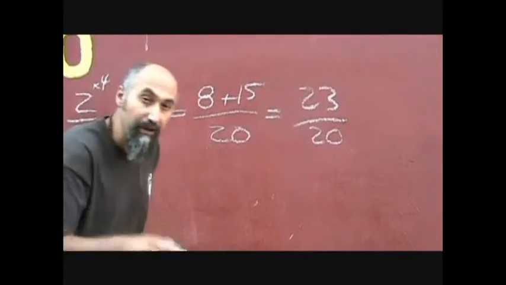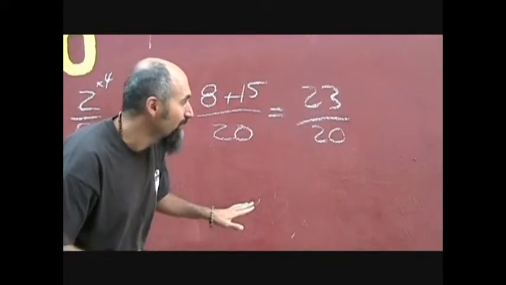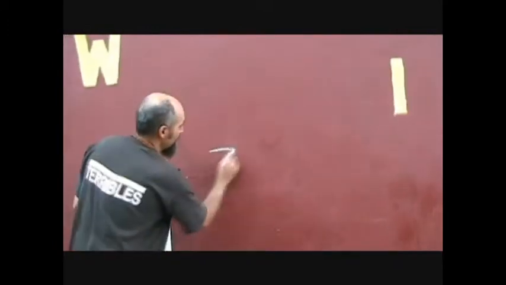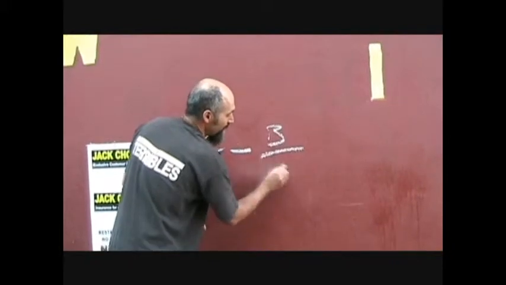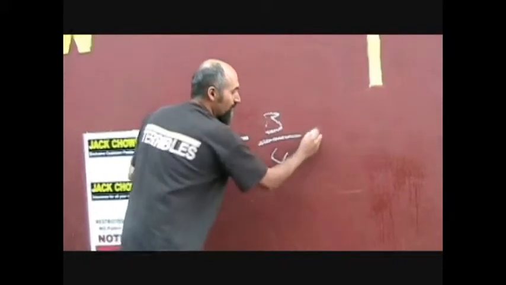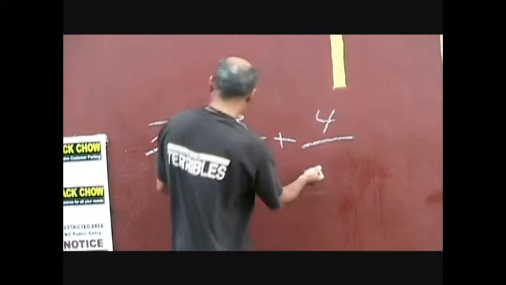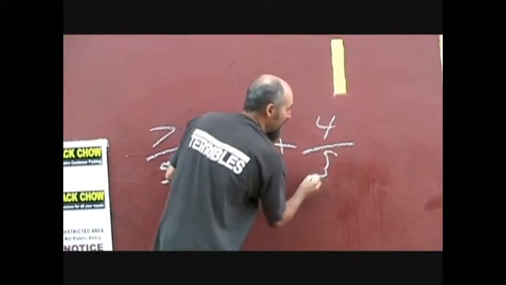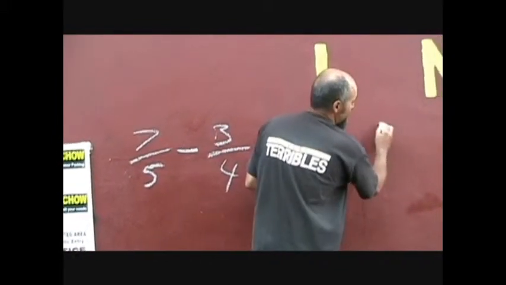Now what we're going to do is do a bigger example, and I'm going to add subtraction in there so you see that it doesn't really make a difference, okay? Let's say we have 7 over 5 minus 3 over 4 plus 4 over 5 again, and plus 7 over 12.